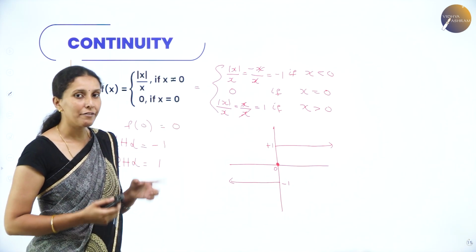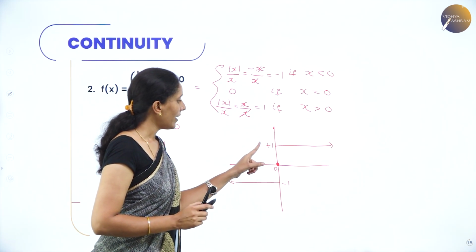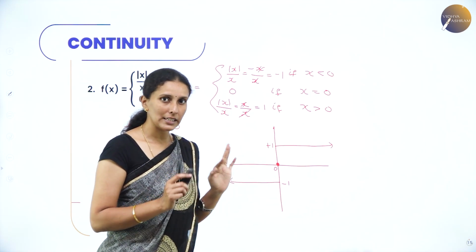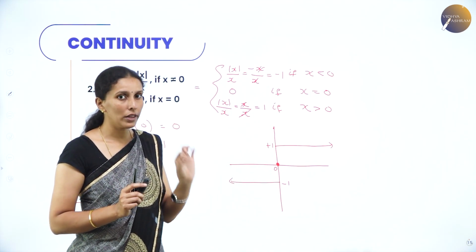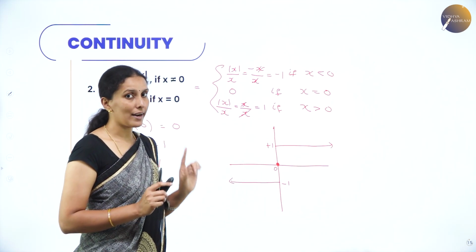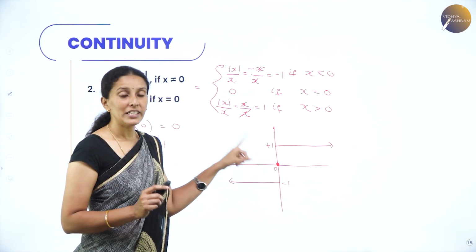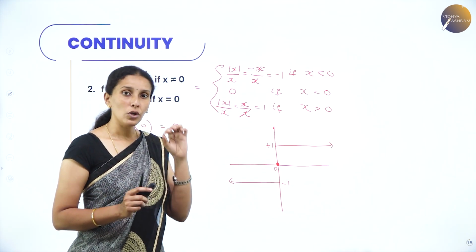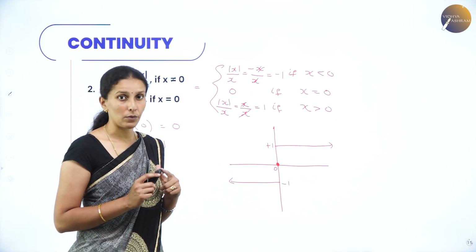So from the graph, you can clearly see it is continuous at greater than 0, and it is continuous at less than 0. That is, for all the points x greater than 0 as well as x less than 0, it is a continuous function. But at the point x equal to 0, it is discontinuous. Therefore, the only point of discontinuity for this given function is x equal to 0.